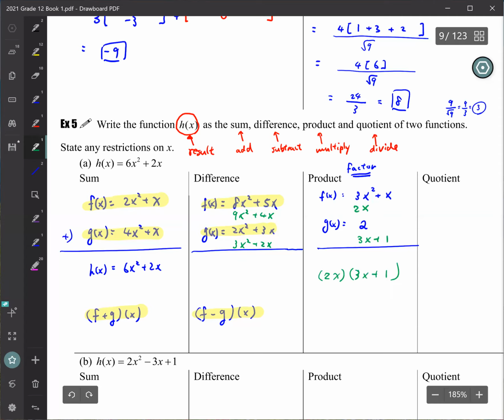Right, that's f times g. So you can multiply in to check. 2x times 3x is 6x squared, right? 2x times 1 is 2x. Okay, this part is your GCF, greatest common factor. Okay, this is from grade 10, how to factor polynomial. You can do it like that.